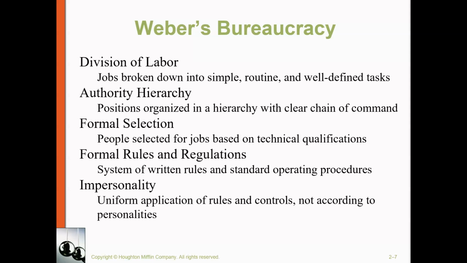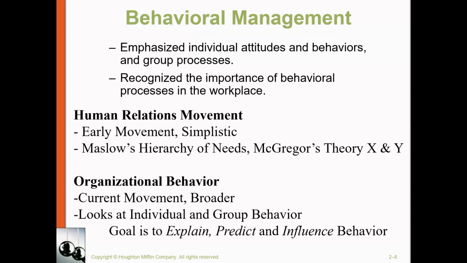So now we're going to shift to behavioral management. As I mentioned, the book breaks it down into two types here. We have the human relations movement, which was the early movement. It was very simplistic. So the theories that fall under this that we'll see in our motivation chapter at the end of the semester are Maslow's hierarchy of needs, McGregor's theory X and Y. They were very simplistic.